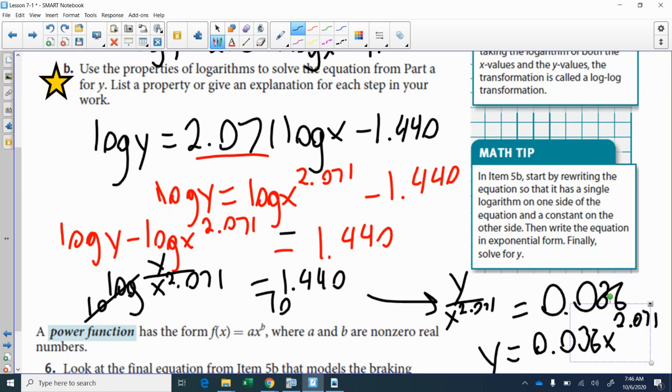2.071. So notice how, based off of my logs and doing my properties up here, I was able to retransform this into a true exponential equation that we can use based on the situation, in which, instead of having to use my log values, I can literally plug in an x value and get a braking distance out from that. Now, that's a lot of work, right?